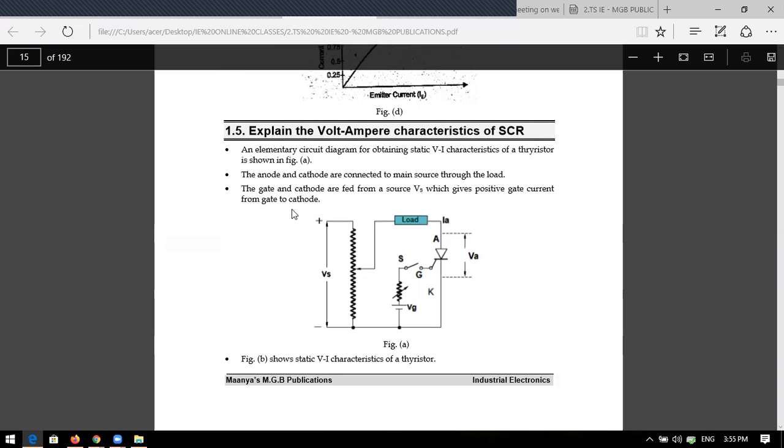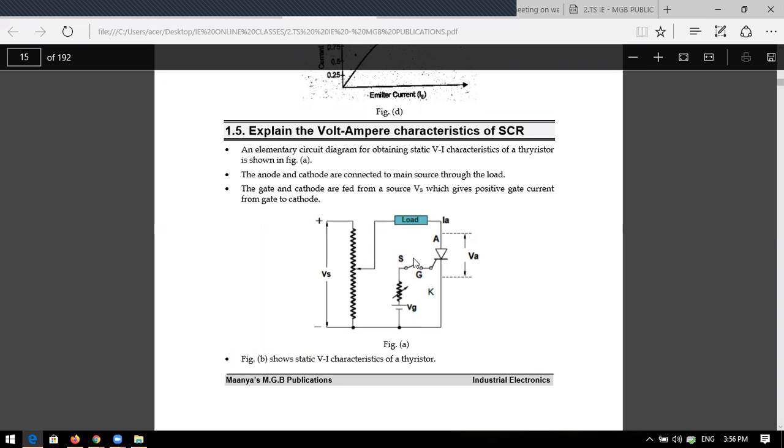So what is here? SCR is how many terminal device? It is a 3-terminal device. And what is the speciality of the SCR compared to the diode? We have to apply a gate pulse, correct or not? And how to apply this gate pulse? By external circuits. So VG and this resistor is the external circuit.